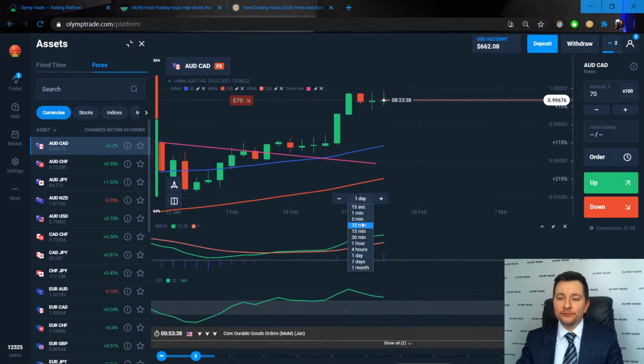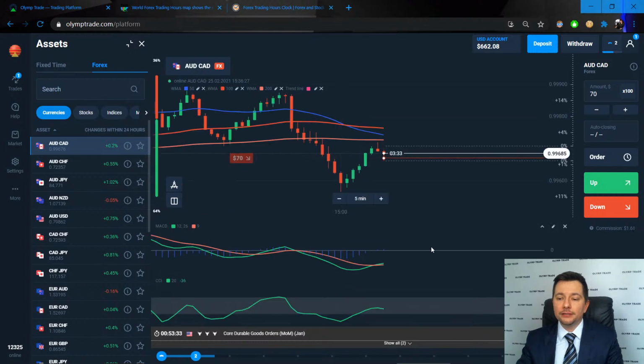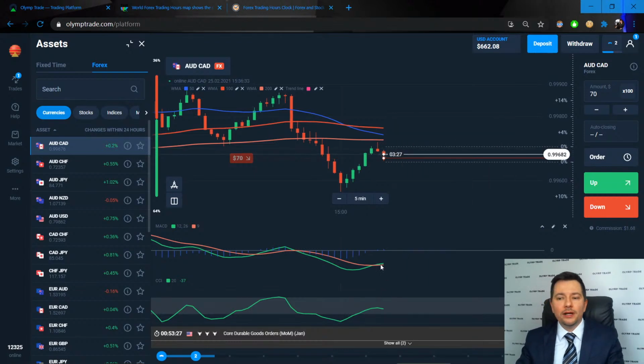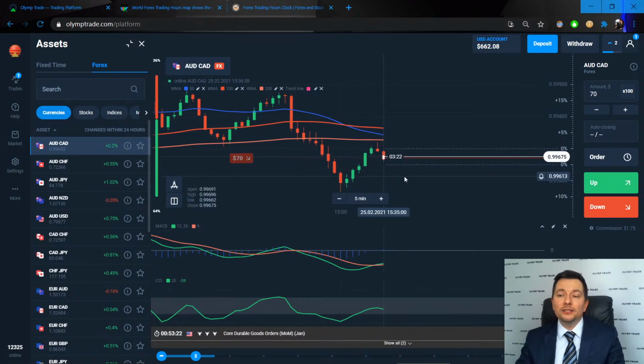But for the short term, for a few minutes with a 100 multiplier, I believe it could be a good trade. I do like the fact that the CCI is confirming this move down, but I don't like the fact that the MACD crossed over here. So maybe I went a little bit too soon.